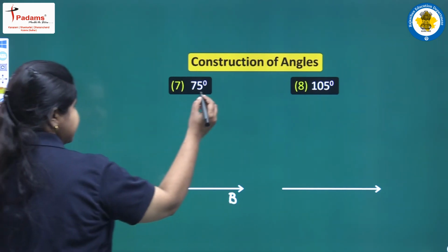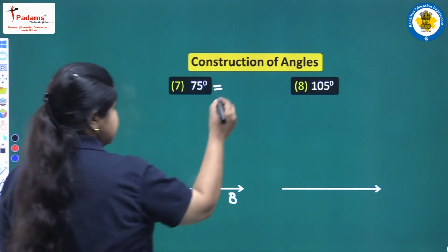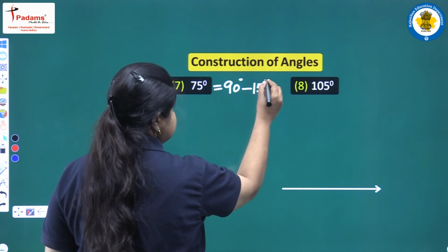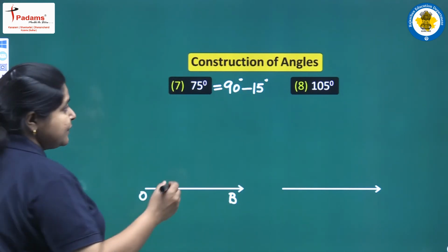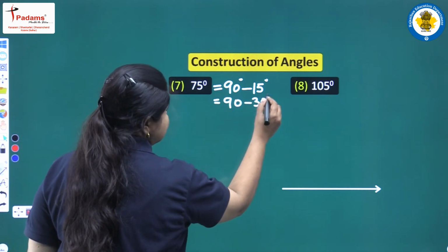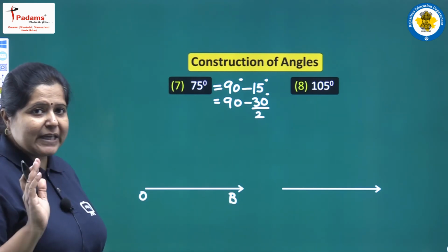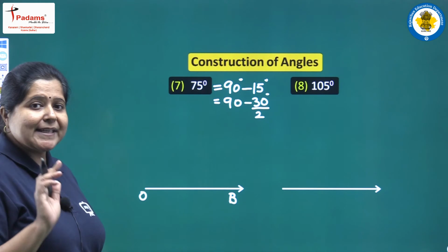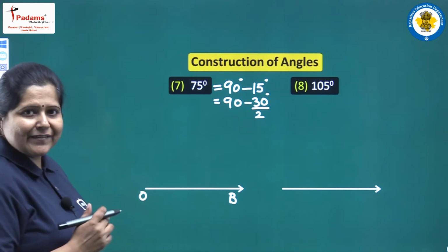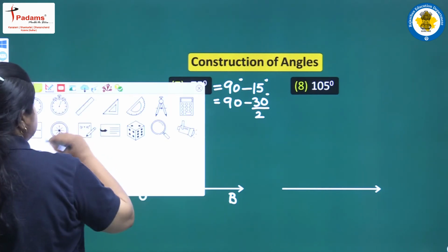Again, let us see here, how do we get 75 degree? It is nothing but 90 degree minus 15 degree. And how do we get this 15? It is half of 30. So again you can visualize, first we need to construct an angle of 90 degree, and from there we will get an angle of 75 degree. Let us draw it. Again we take the help of a compass here.